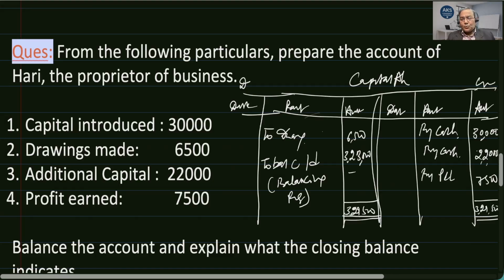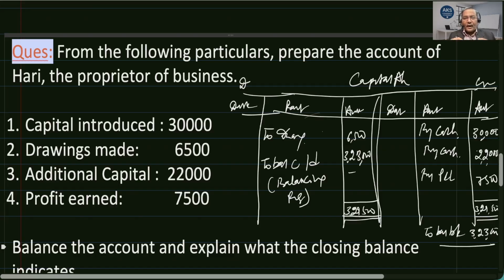So we'll write here to balance brought down, which is how much? 3,23,000. Now what does this mean? What does this indicate? So this indicates that the business has a liability, inside liability or liability to the owner, that 3,23,000 rupees which the business has, it is to be given to the owner, or the business owes it to the owner. So this is its implication. Having done all these transactions, finally we have come to this understanding that 3,23,000 is the amount which is still to be paid by the business to the owner.